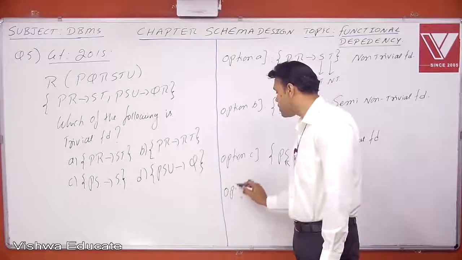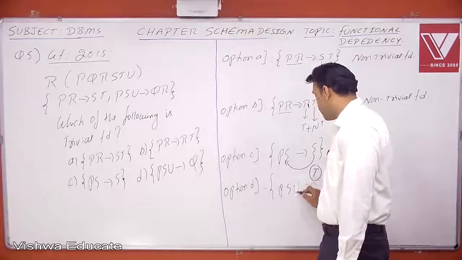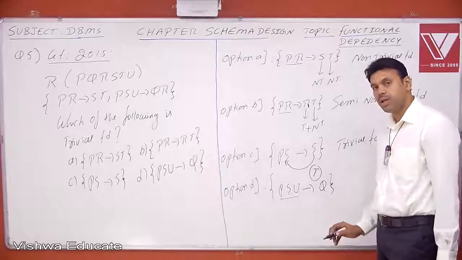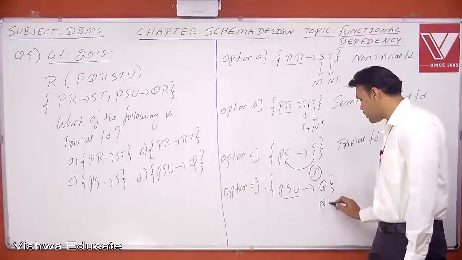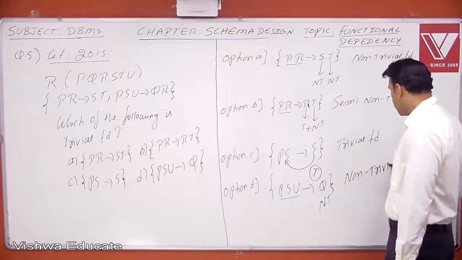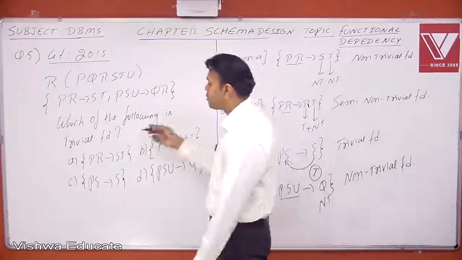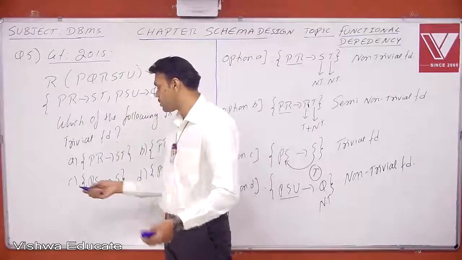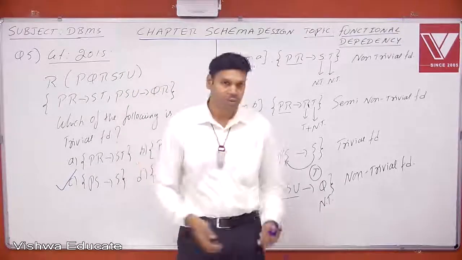And what about option D? It is given as PSU to Q. So this is completely a determinant. Q is what? It's not part of your LHS, and it is what? Non-trivial. So finally, this is which FD? Non-trivial functional dependency. So he asked which of the following is the only trivial FD? The answer is option C. Okay guys, now you copy.